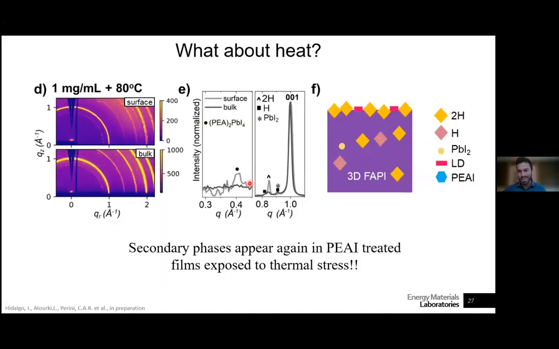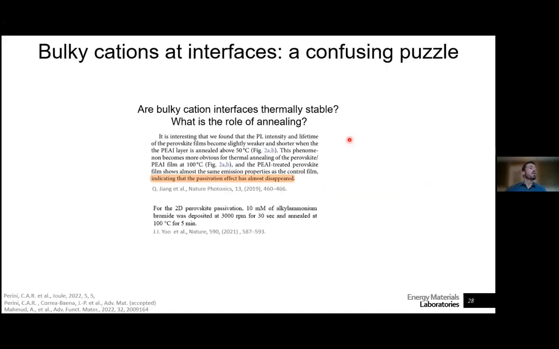However, as I mentioned before, we also see variations with annealing. What is the impact of annealing? Well, what we see is that if we stress these surfaces before exposing them to moisture, we start again seeing the appearance of these hexagonal phases. So again, we start to see recombination happening at the interface, and this lowers performance. This has also been observed in other reports in the literature, which claim that after annealing the passivation disappeared, but also, in an opposite fashion, other reports showing that annealing could be beneficial.